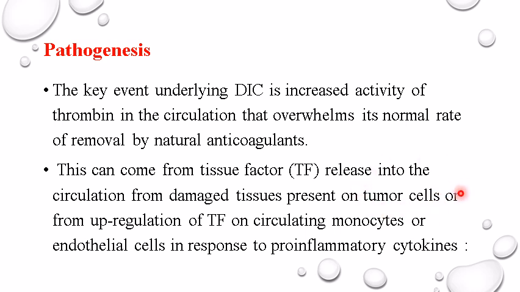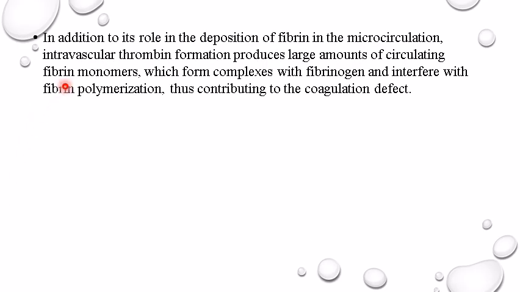Also, sometimes tissue factor is present on tumor cells, and these tumor cells will upregulate and increase expression of tissue factors, or circulating monocytes in inflammatory conditions. These all lead to increased expression of tissue factors. Many factors lead to increased expression of tissue factors. These will lead to improper generation of thrombin. After generation of thrombin, fibrin will be formed.